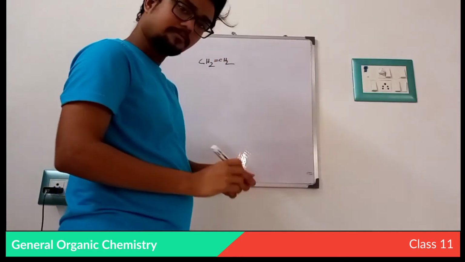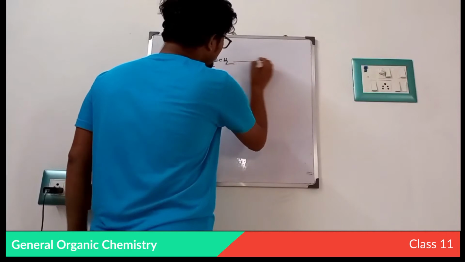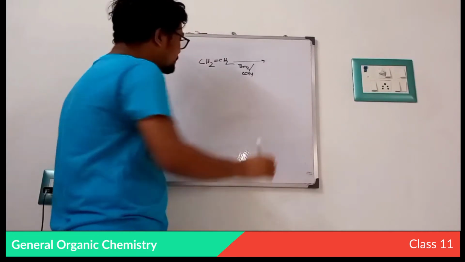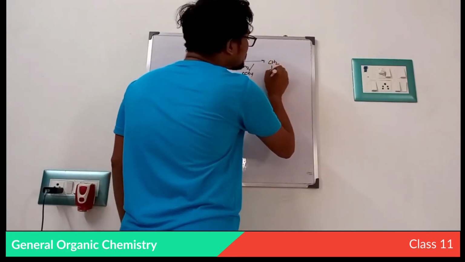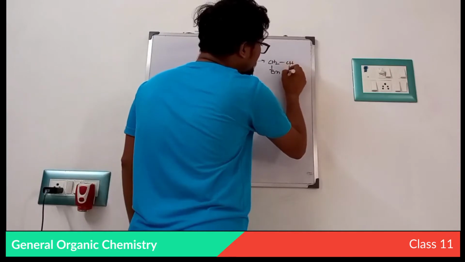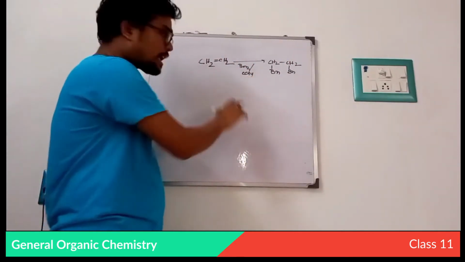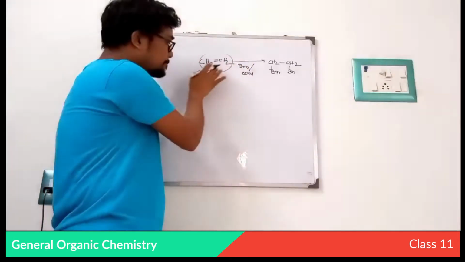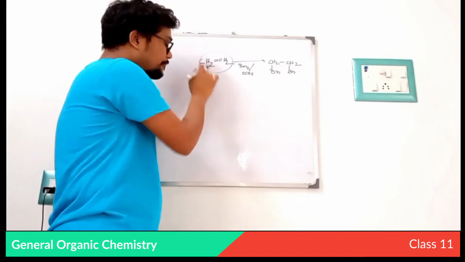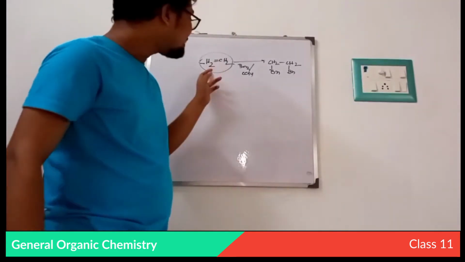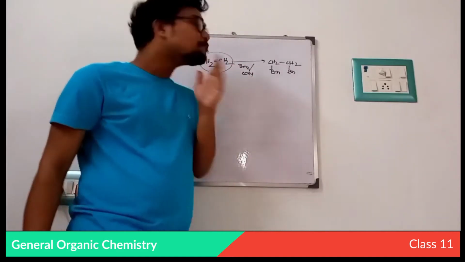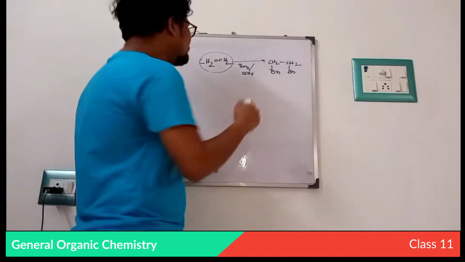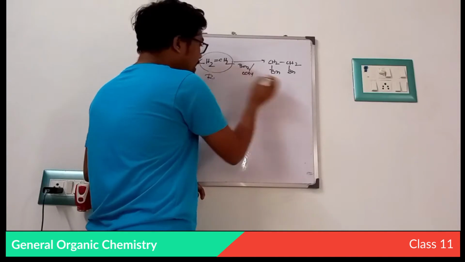Suppose this is an alkene. When I use bromine in CCl4, what happened? This product will form. And we know that if we add bromine in CCl4 and the substrate has any unsaturation, then the color of bromine disappears. Why does it disappear? Because bromine is attached with this alkene. So now this is our substrate or reactant, and this is our product.